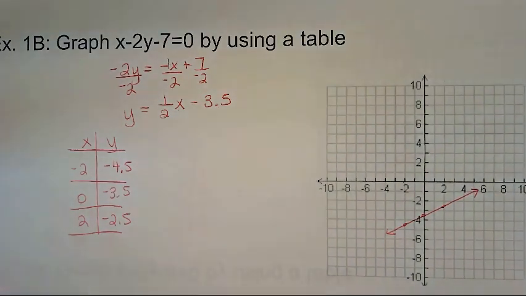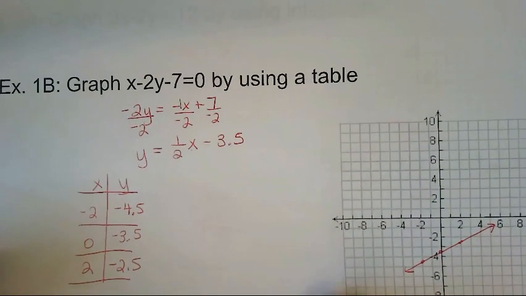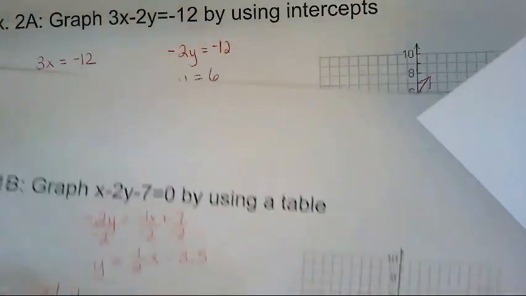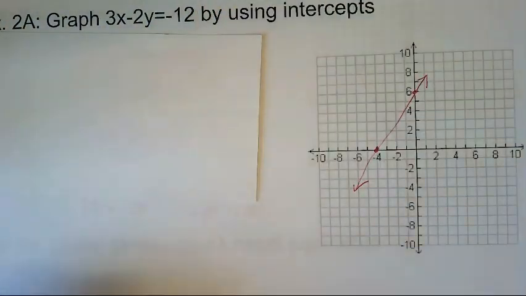So that's the first method. Not my favorite just because it takes a while. So that's graphing using a table. The next method we are going to do is graphing using intercepts.